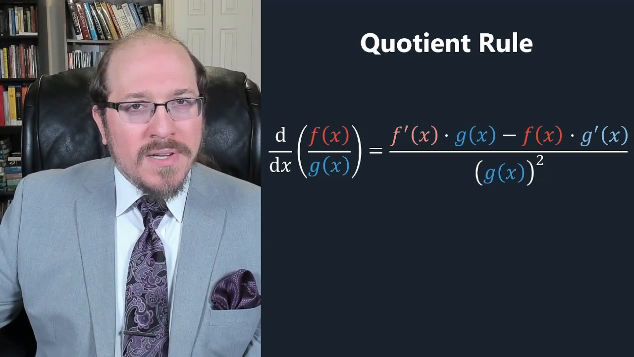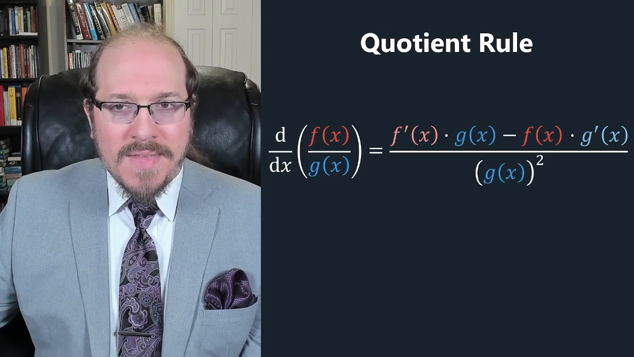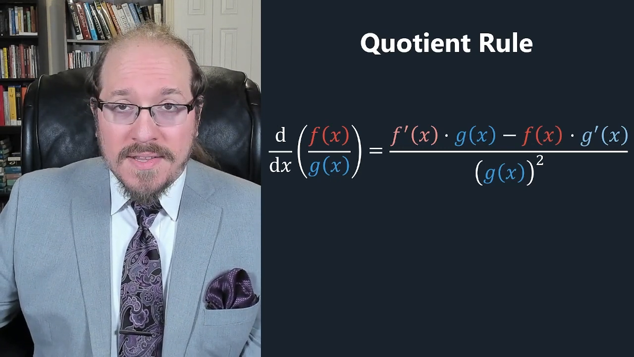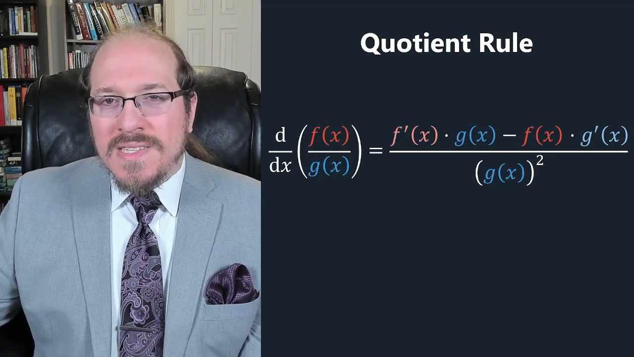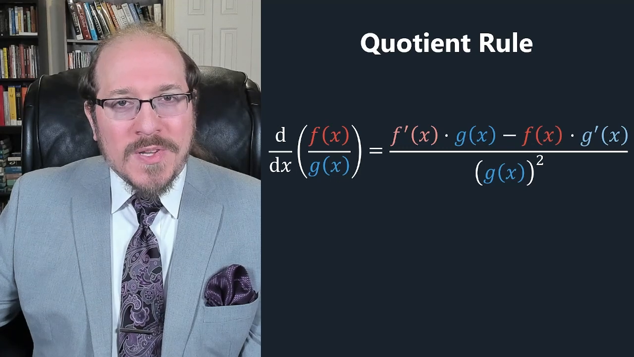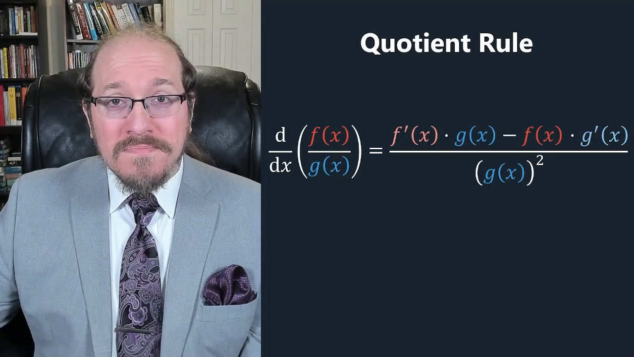Notice that the top looks a lot like the product rule, but now there's a minus sign, and we also have g squared in the denominator. Now, to be fair, this rule looks a little more complicated than some of the other ones we've seen thus far. How can you remember which part goes where?